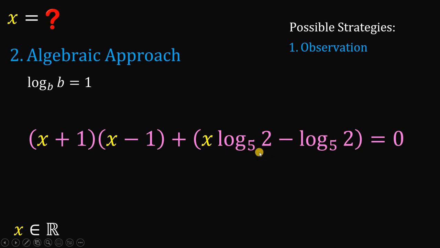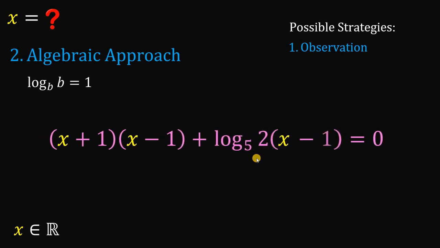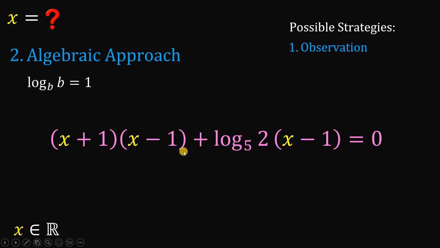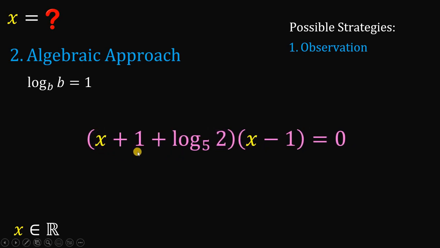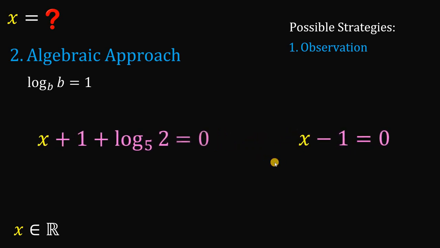Take note that logarithm of 2 to the base of 5 is common, so we can factor out logarithm of 2 to the base of 5 like this. Finally, take note, we have also common term of x minus 1, so we can factor out x minus 1. This will give us x plus 1 plus logarithm of 2 to the base of 5 multiplied by x minus 1 equals 0. Now, since it is equal to 0, so we can equate both factors into 0.